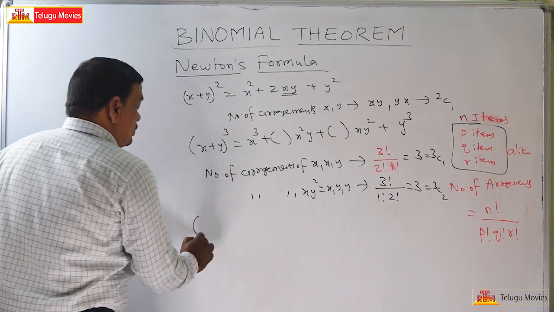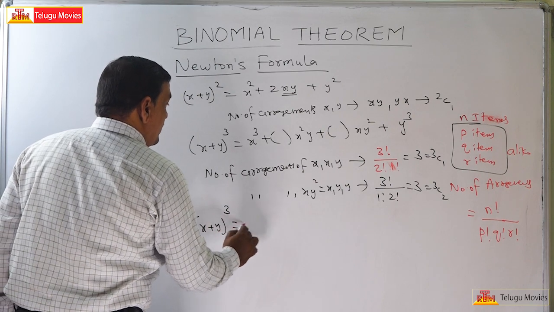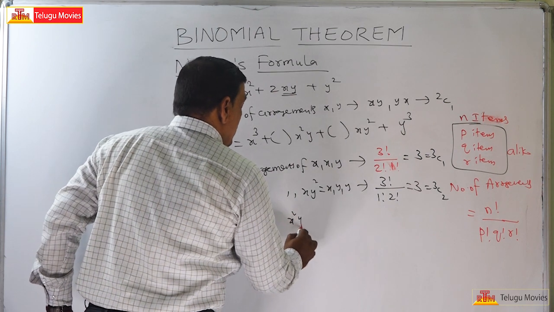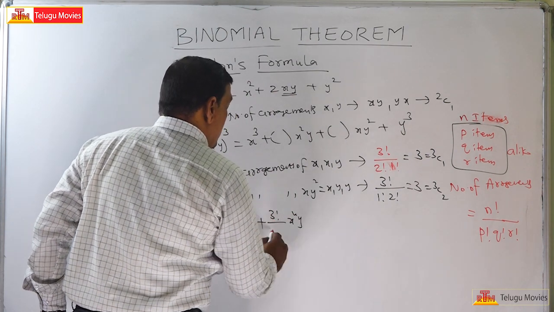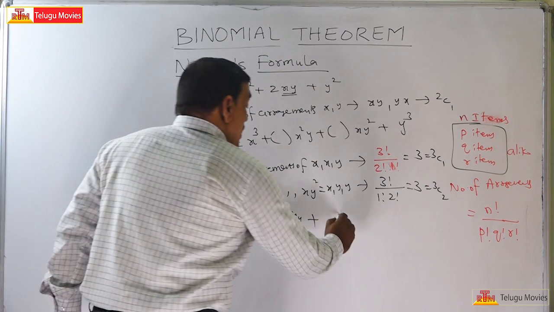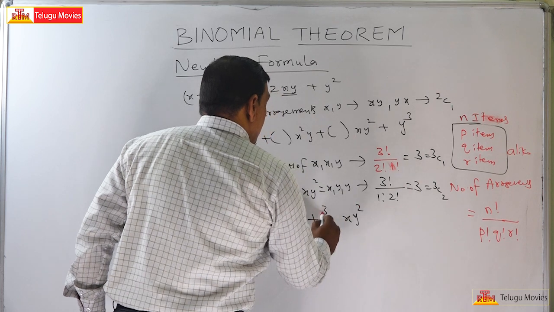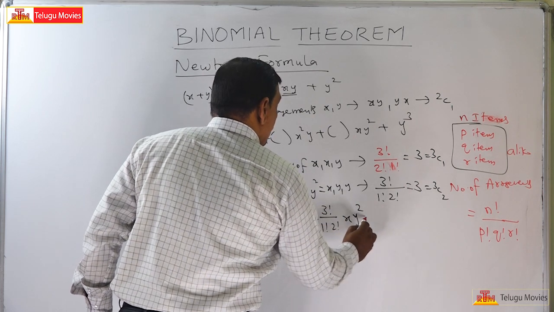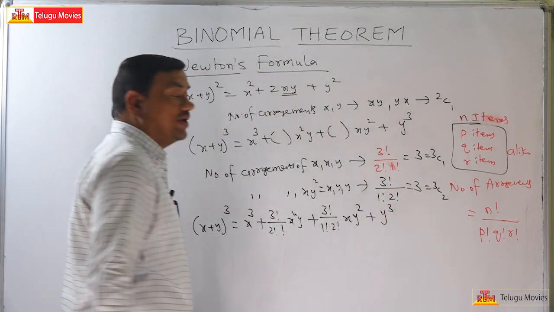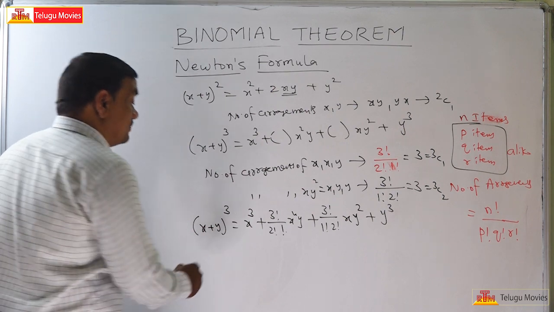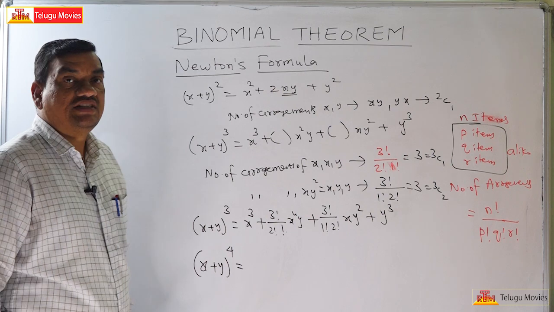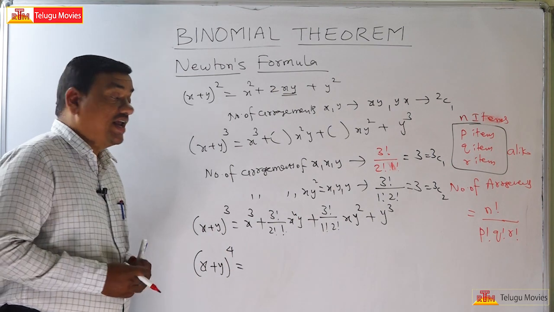That means the expansion of (x plus y) whole cube is equal to x cube, plus for x square y, 3 factorial by 2 factorial into 1 factorial, plus xy square, which is 3 factorial by 1 factorial into 2 factorial, plus y cube. Understand this? Y cube. Next, if it is (x plus y) whole to the power of 4, now we can write it down easily.